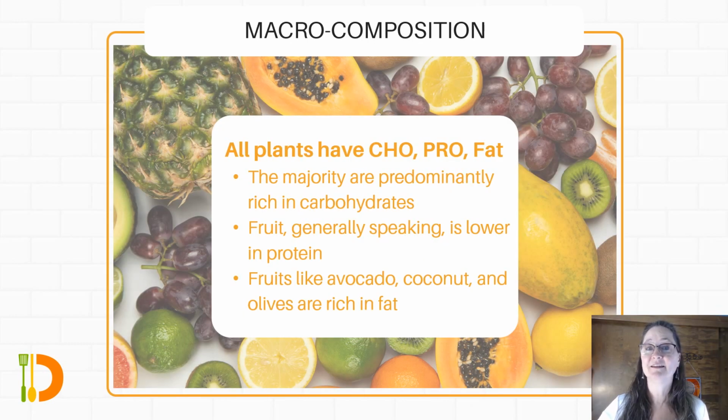All plants contain carbohydrates, protein, and fat, but fruits are mostly made up of carbohydrates. Some botanical fruits, such as avocados and olives, as well as coconut, are also rich in fat, but all fruits are low in protein.